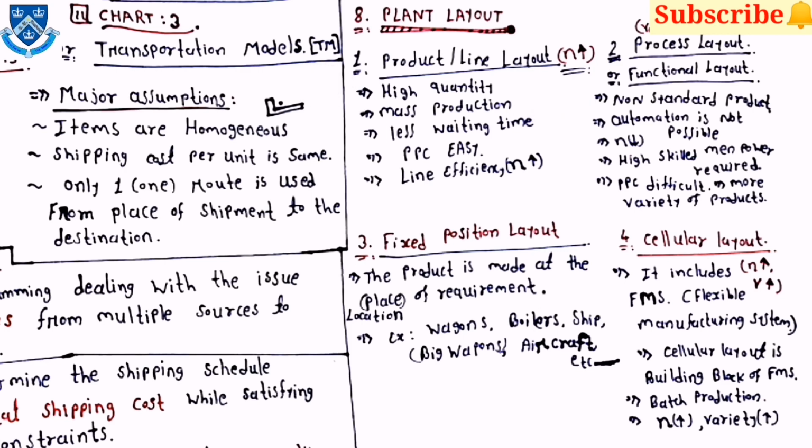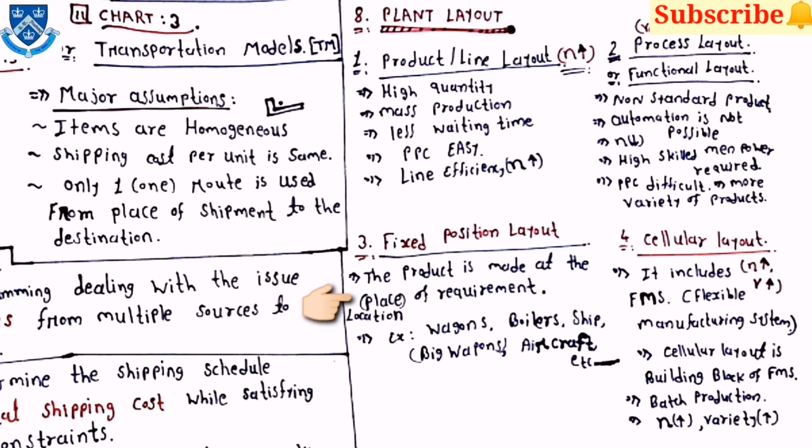Then in the second layout, which is the process layout or functional layout, the variety of products is more in this layout than non-standard products. Automation is not possible, and efficiency is lower than the product layout. High skilled manpower is required, and PPC is very difficult for this layout.